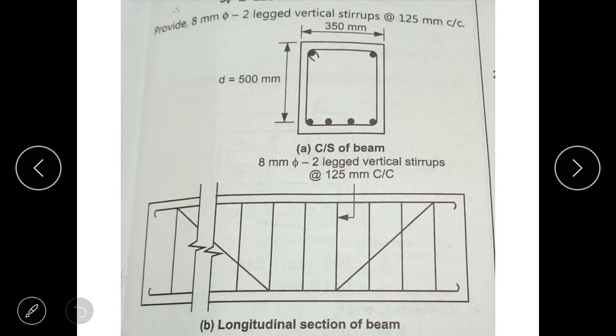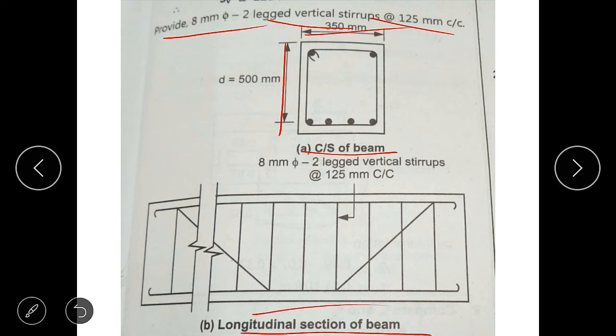So the cross section of the beam has width 350 mm and effective depth 500 mm. Provide 8 mm diameter two-legged vertical stirrups. Spacing is 125 mm center to center. We already found it. Okay, and draw the longitudinal section of the beam.